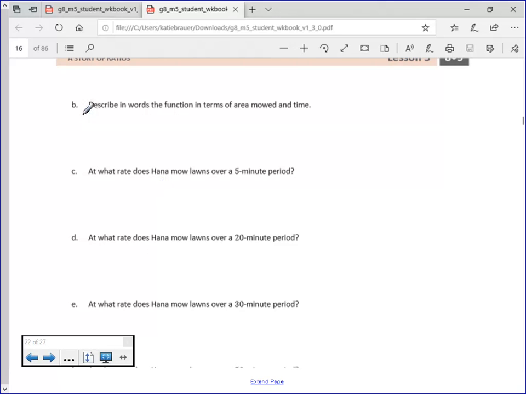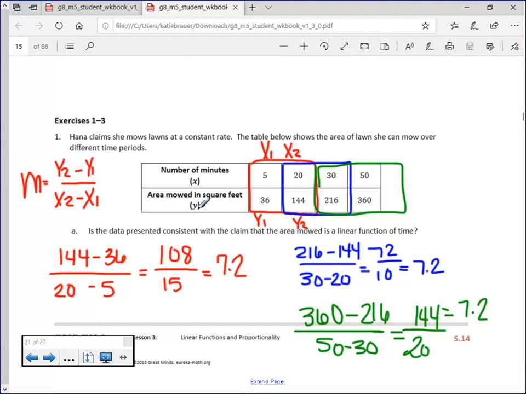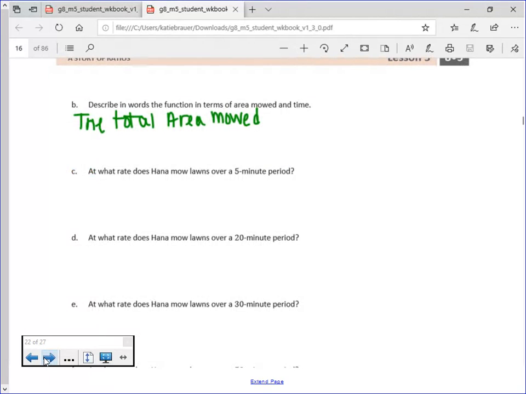The total area mowed. Write this down. So what I'm looking at is the Y. You see how it says the area mowed for Y? You want to write down your Y first. So I said the area mowed, and you're going to say is a function of.